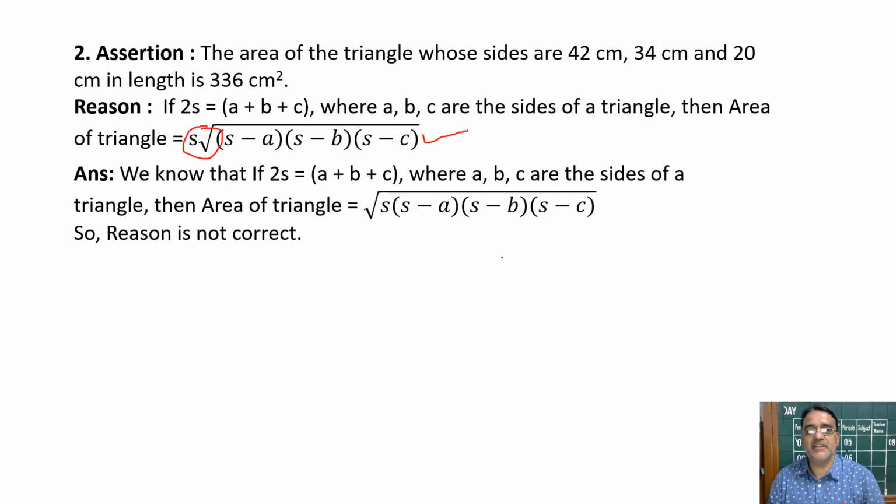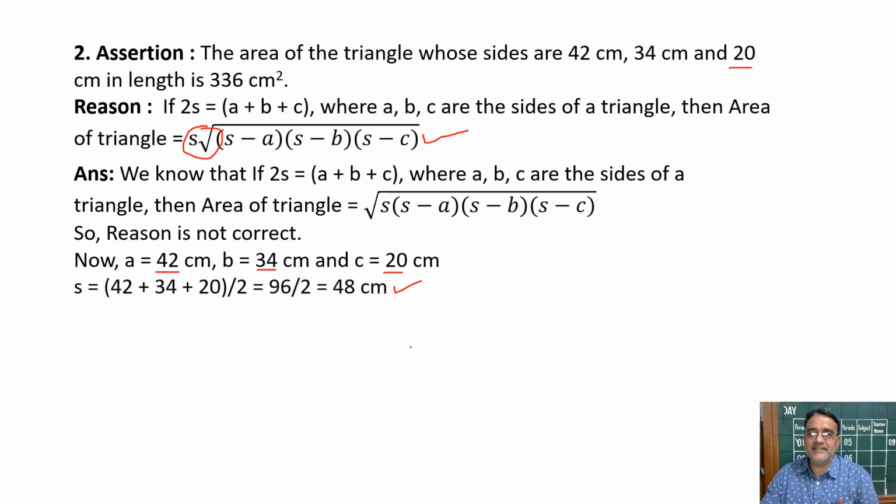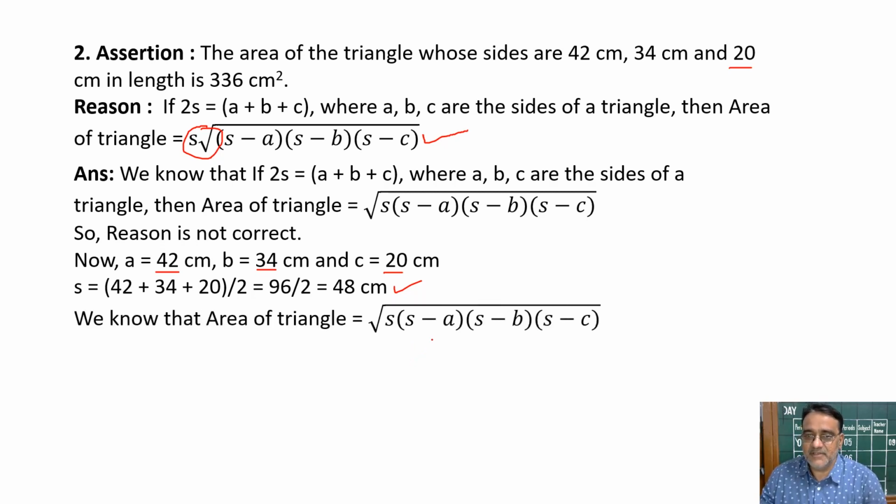Now we have to check whether the assertion is correct or not. Let a is equal to 42 centimeter, b is equal to 34 centimeter, and c is equal to 20 centimeter. So now what is the perimeter we are getting? 42 plus 34 is 76, plus 20 is 96. Divided by 2, the semi-perimeter is 48. Now we'll write the formula, area of triangle, Heron's formula.